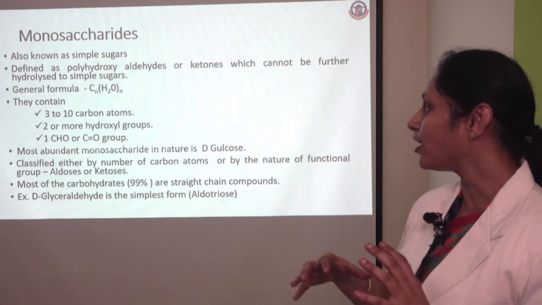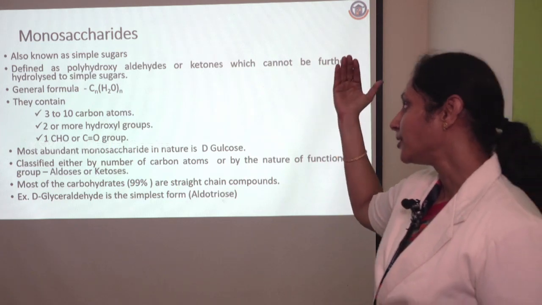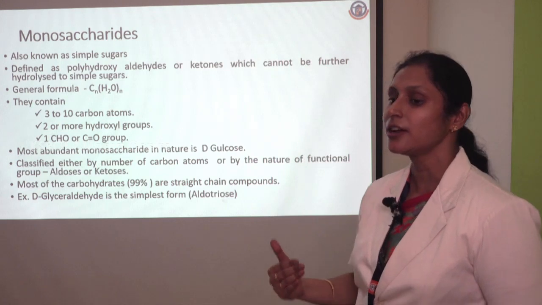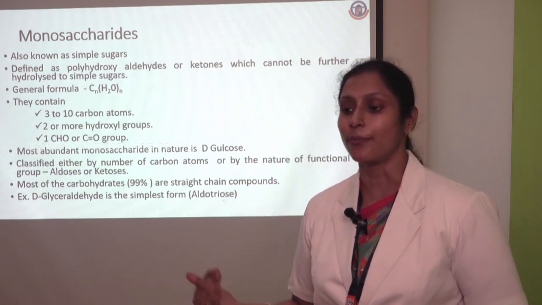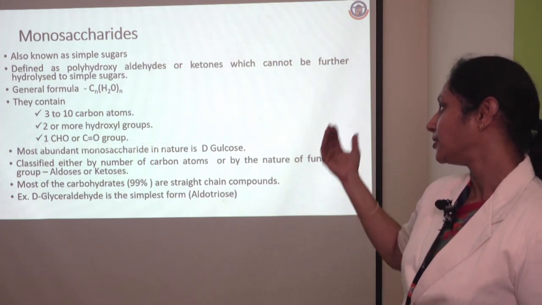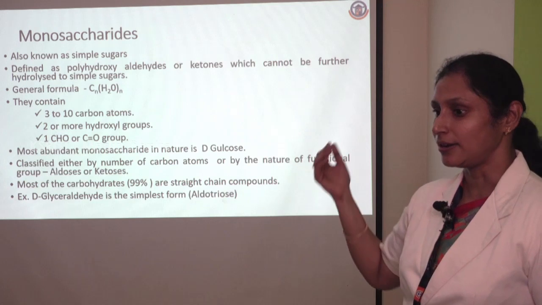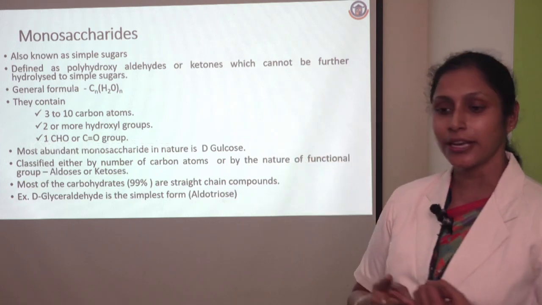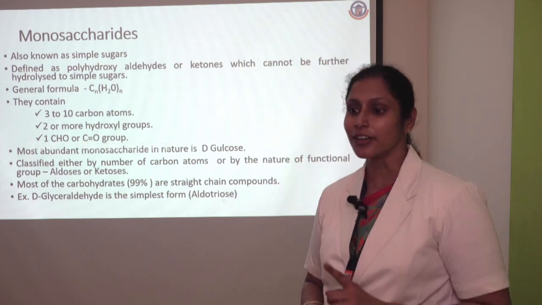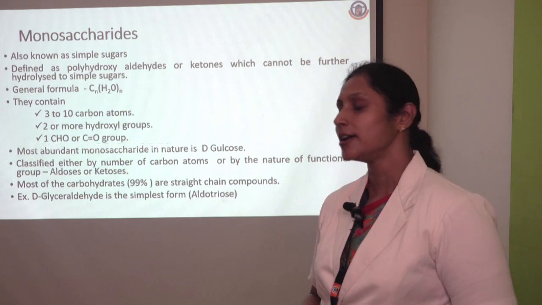So elaborately we are going to discuss monosaccharides in today's class. The other name for monosaccharide is simple sugar, and it is defined as polyhydroxyaldehydes or polyhydroxyketones which cannot be further hydrolyzed. The general formula of monosaccharide is CnH2nOn, and monosaccharides contain 3 to 10 carbon atoms, 2 or more hydroxyl groups and 1 functional group. That functional group may be an aldehyde group or a ketone group.